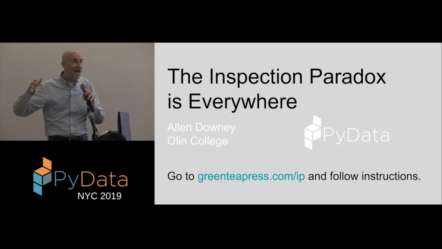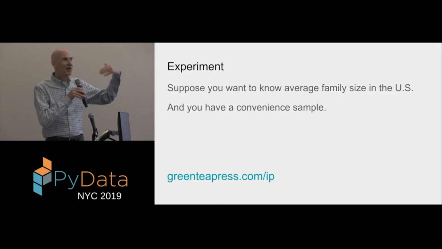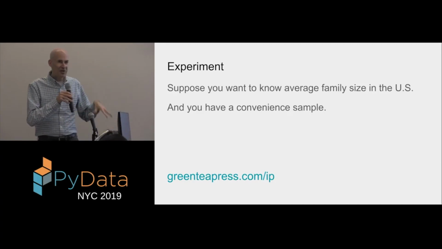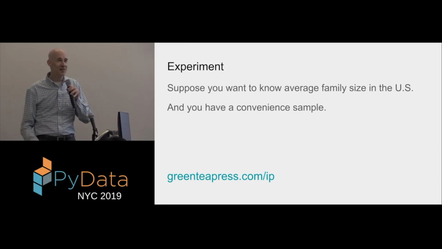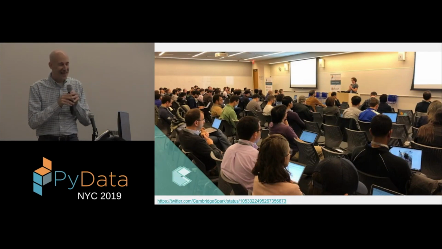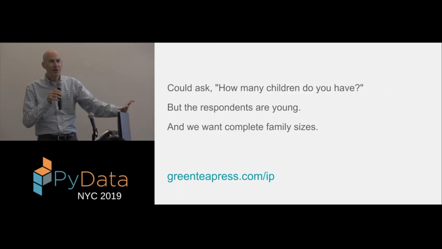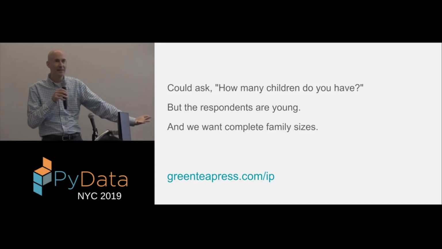What I'm talking about today is the inspection paradox, and I'm going to explain using a first example. Suppose I want to know the average size of families in the US, and I have a convenience sample, which is the audience at PyData. So my first thought is I could ask you, how many children do you have? But a lot of people at the conference are kind of young. Your families are probably not complete at this point.